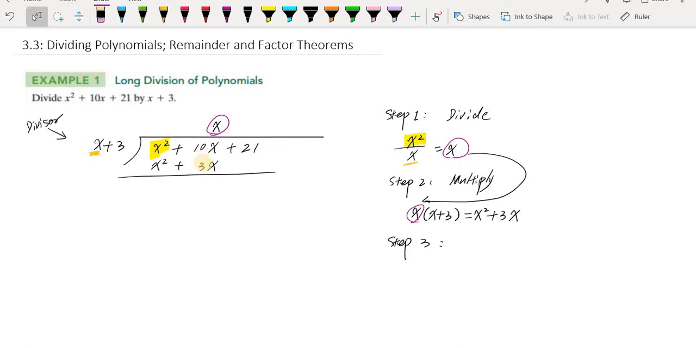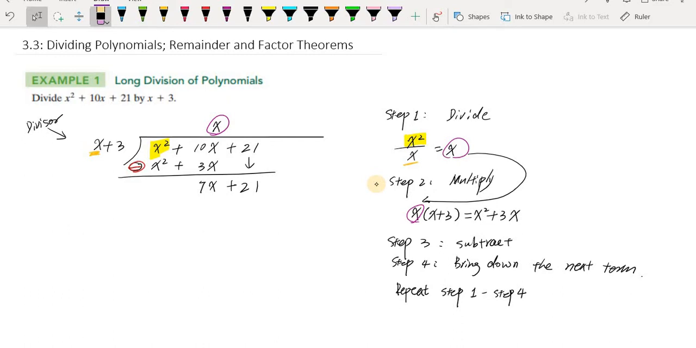Step 3, we're going to subtract. So I'm going to write it right there. We're going to subtract right here. That will be 10x subtract 3x. This gives us 7x. Step 4, bring down the next term. So that will be here. We're going to have 21.